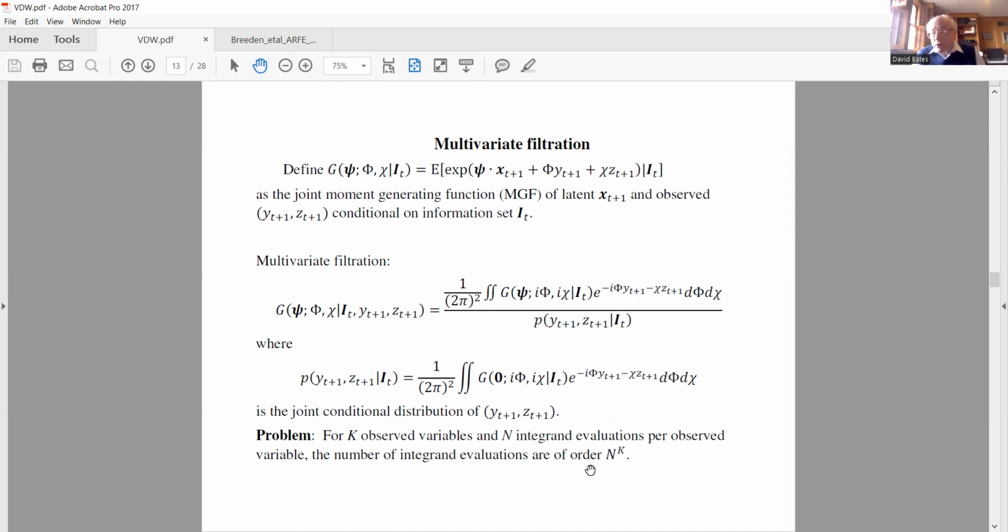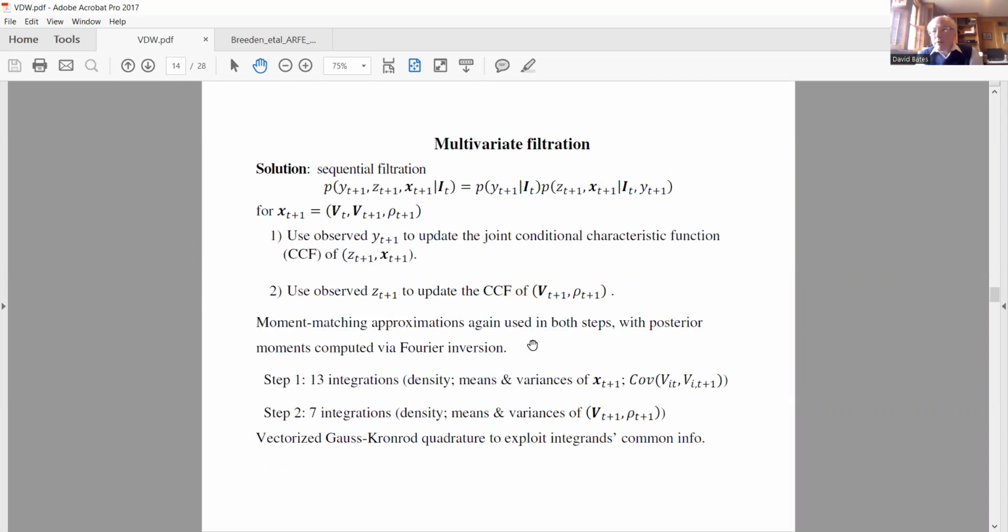Problem is this curse of dimensionality. In this case, there are two observed data sources. So if it takes n integrand evaluations per data source, we're going to n squared. This is okay for univariate integrations, but bivariate integrations get much slower. So, as I pointed out in my 2006 paper, this is one of the major limitations of this filtration procedure.